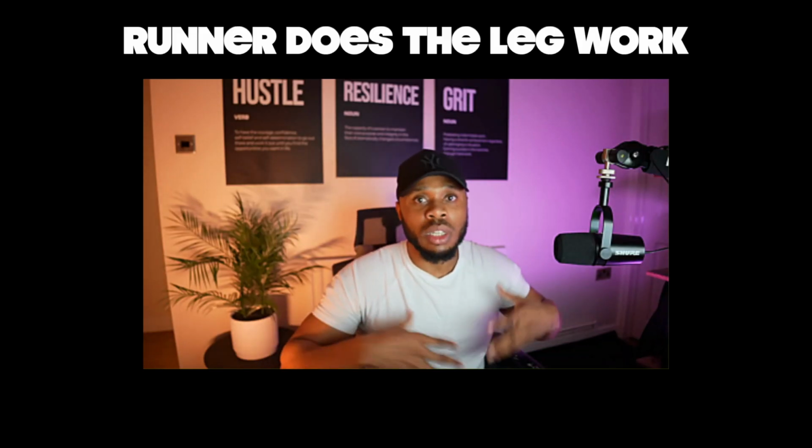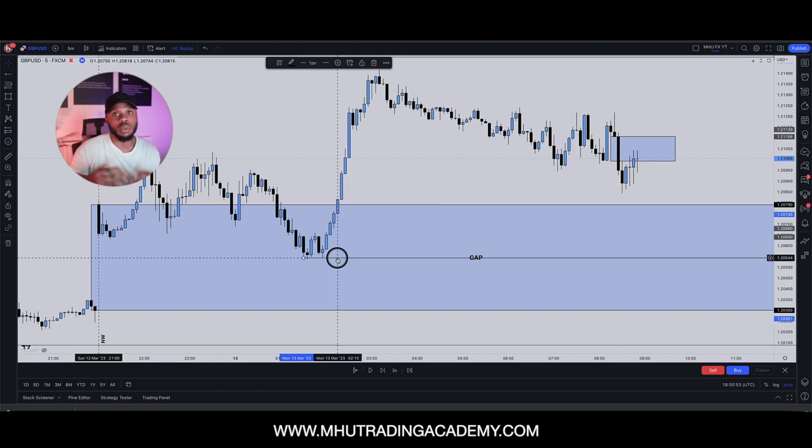I just call it the runner does the leg work. The runner, which is what I call the remaining 20% of the trade, is going to have the work of trying to get down and fill that gap. That's the hard stuff. This is the easy money. Those relative equal lows are the easy money.